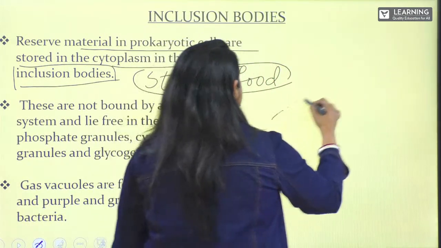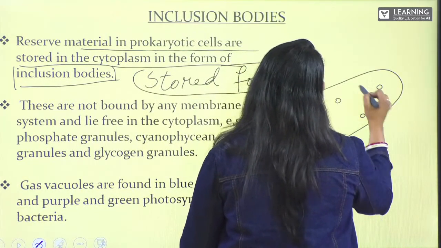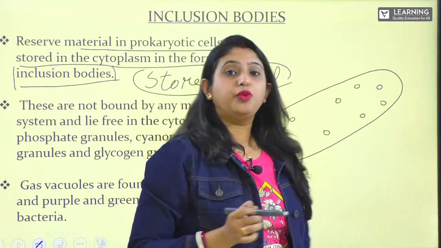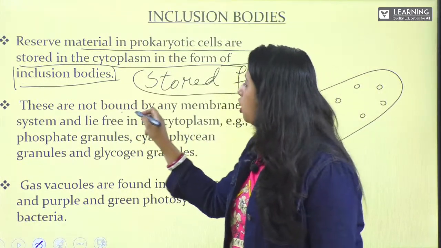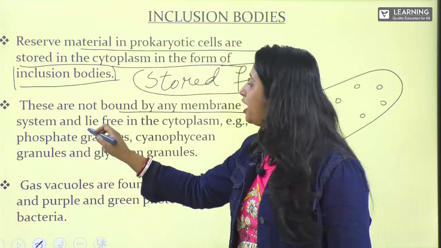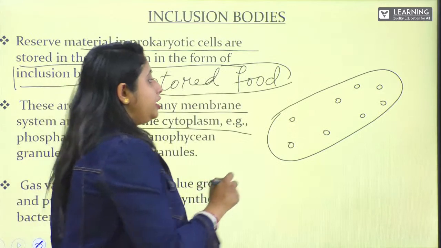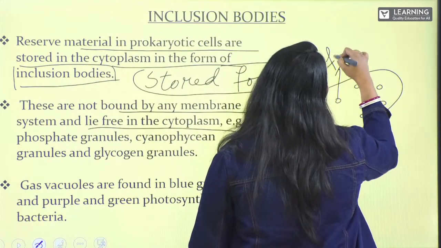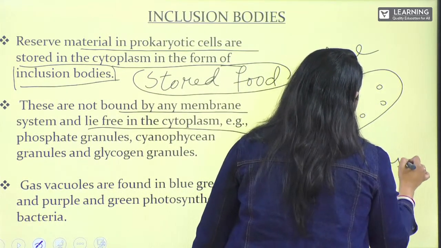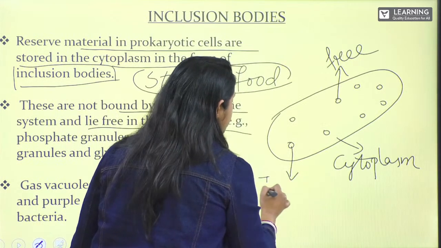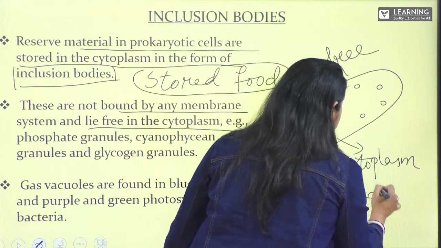So if this is a prokaryotic cell, the inclusion bodies will be lying here in the cytoplasm, and they are responsible for the storage of food or as a reserve material. They are not bound by any membrane system and lie freely in the cytoplasm. As you can see, they do not have a membrane. They are very much free, lying freely in the cytoplasm. These are the inclusion bodies.